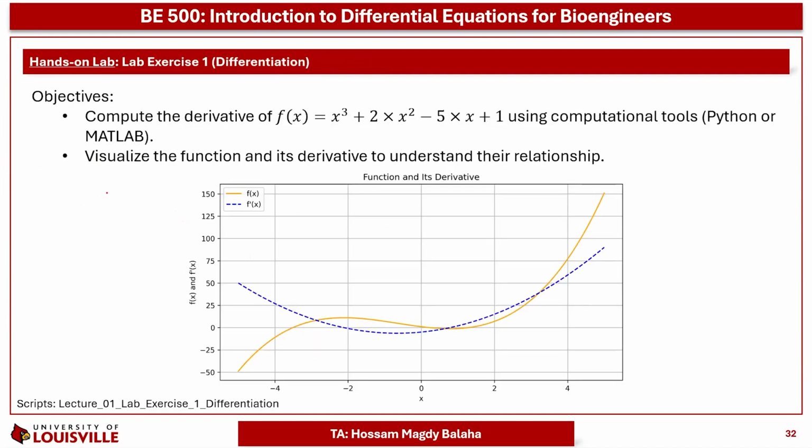So let's start with the first example about differentiation. Let's assume we have this function, which is x to the power of 3 plus 2 multiplied by x squared minus 5x plus 1, and we need to familiarize ourselves with how to use Python and MATLAB to apply differentiation to that function and visualize both of them. So by the end, we can get a visualization of f of x and f prime of x, or f dash of x, which is the differentiation of f of x.